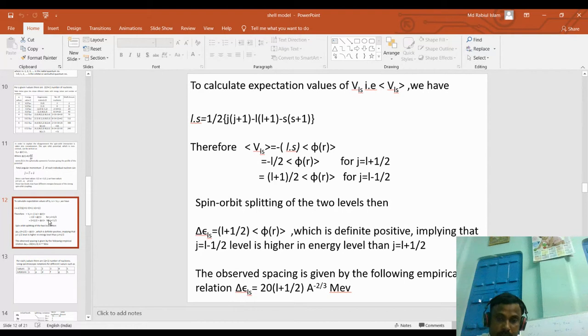Now the observed spacing, that means the experimental fact, has been written as an empirical relation. The energy separation has this form: 20 times L plus half times A to the power of minus 2/3 MeV. That means the spacing not only depends on the value of L, the orbital quantum number, but is also dependent on the mass number of the nuclei.